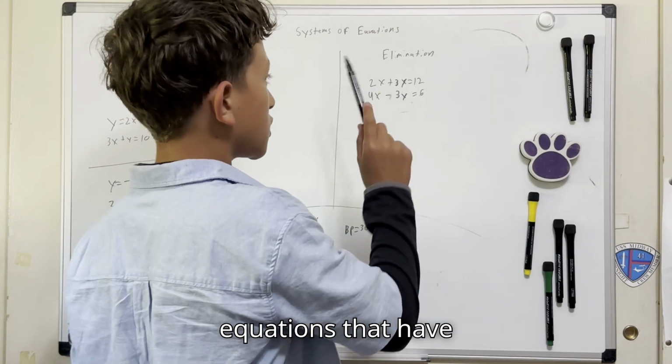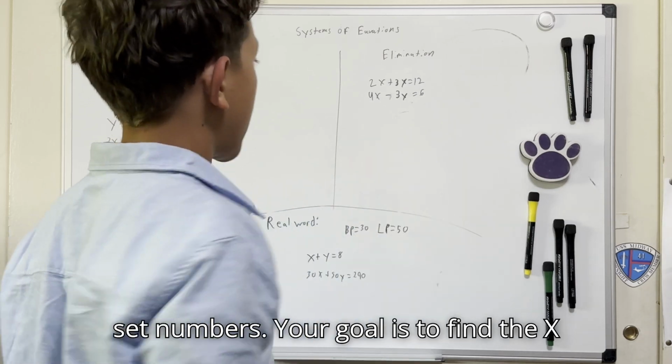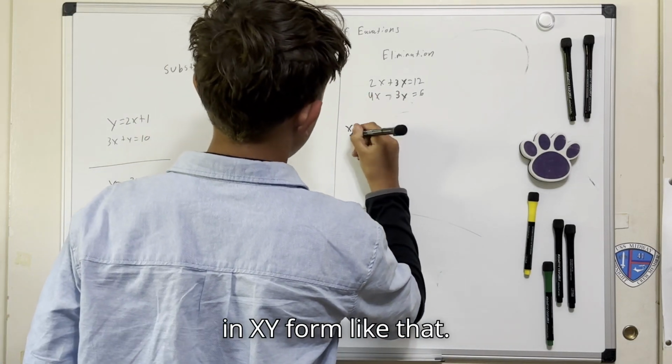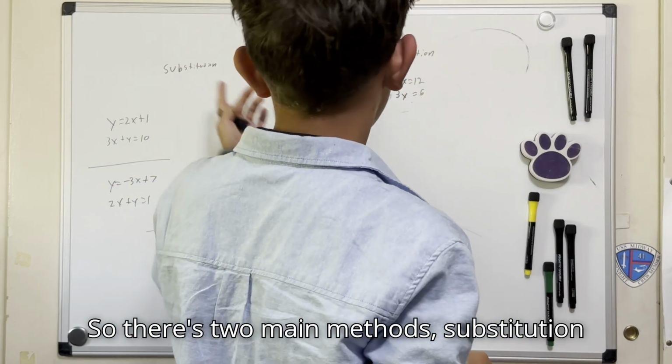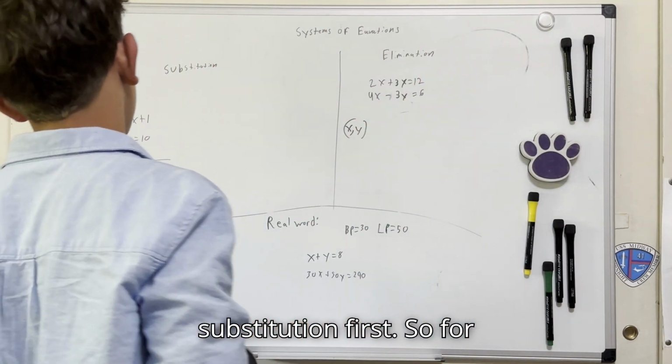There are two equations that have x's and y's in them, and they're equal to set numbers. Your goal is to find the x and the y, and then the answer is always in (x, y) form like that. So there's two main methods: substitution and elimination. I'm going to go over substitution first.